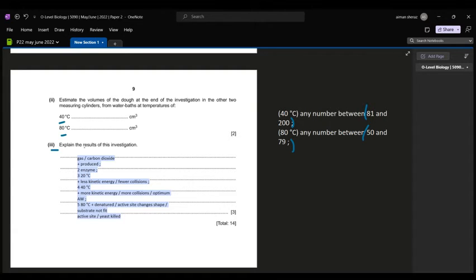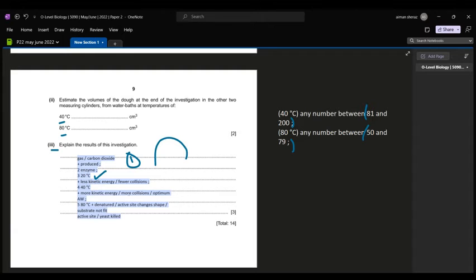So in part 3, you have to explain the results of this investigation. So we know obviously that carbon dioxide is produced. That's why the dough has risen. So for enzyme at 20, basically at each temperature, you had to explain all the results. So in 20, there is less kinetic energy, obviously. So there will be fewer collisions and the activity will not be much.